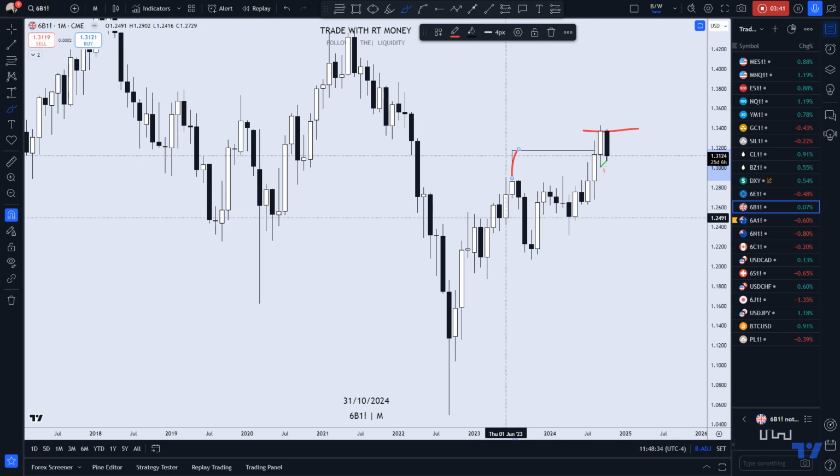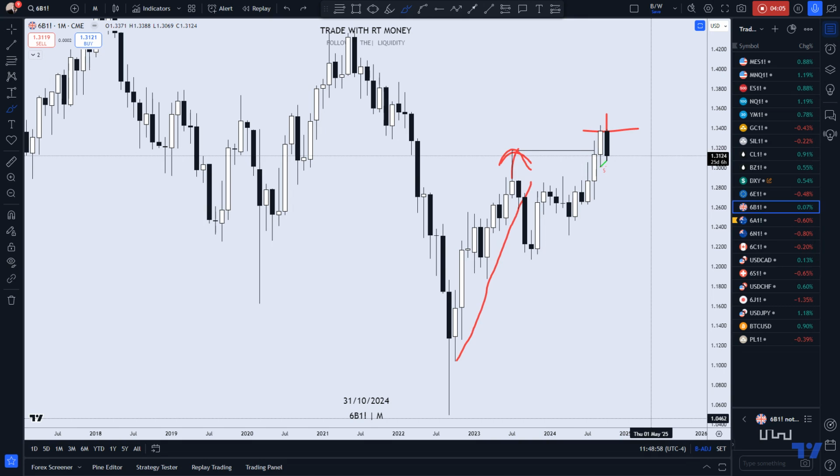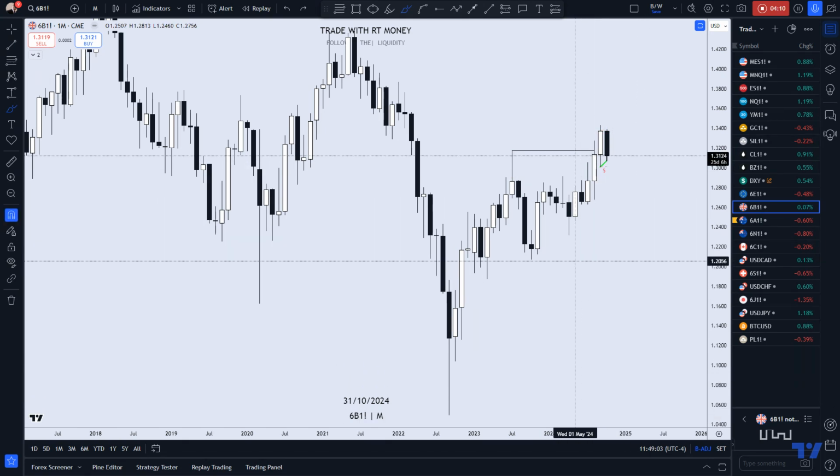That indicates that this pullback is not over, and that because it broke that structure and closed above it, broke what should have been a lower high, excuse me, we've made a higher high. All right. And this could indicate that price is going to go to the high point. I hope I explained that clear enough. And I'm bullish. I have bullish, pleasant thoughts anyway, that price is heading higher.